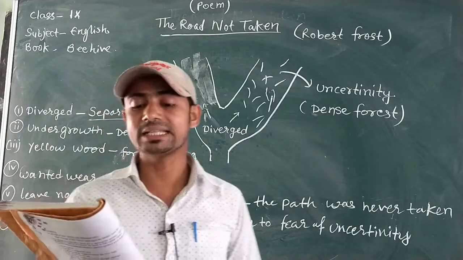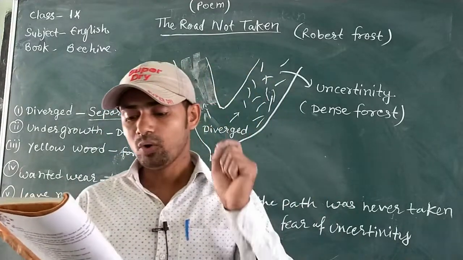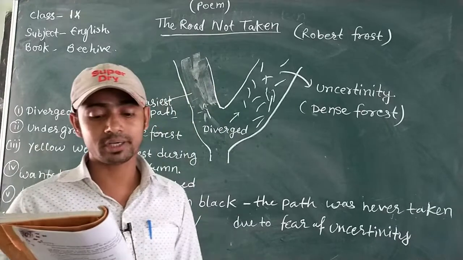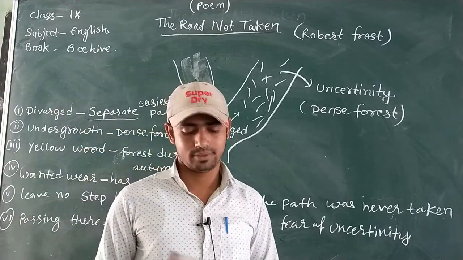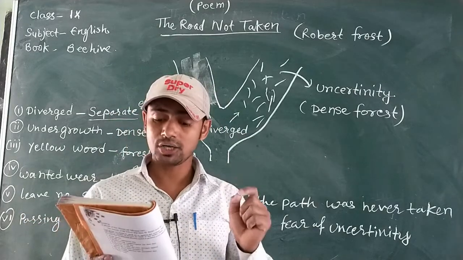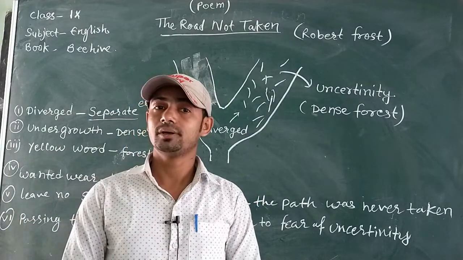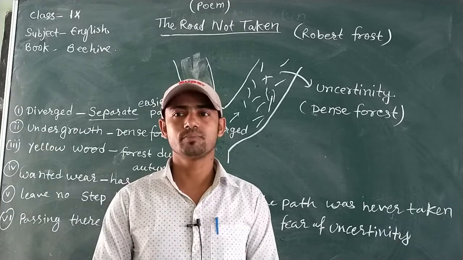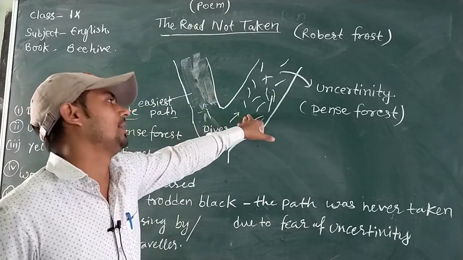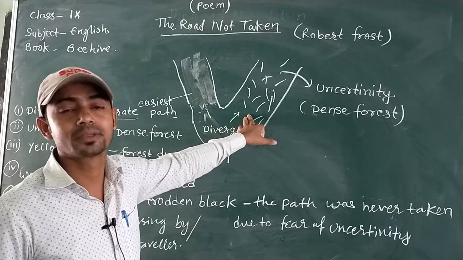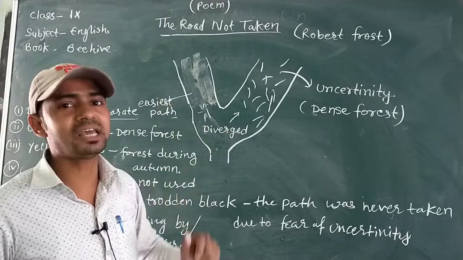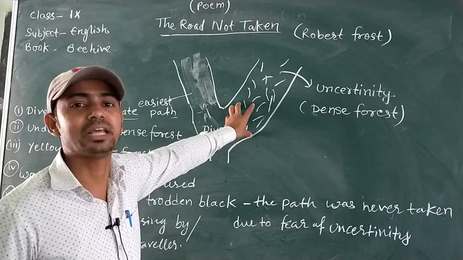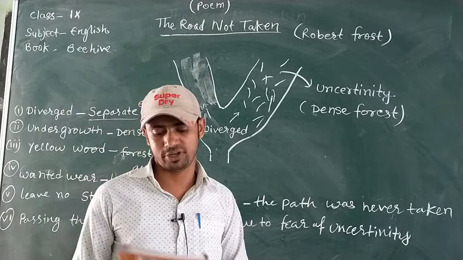Dear students, the next line states, yet knowing how way leads on to way, I doubted if I should ever come back. The poet expressed his feeling here. He doubted if he should ever come back. Poet ko sandeh hai ki kya vah wapas laut kar aa payega. It is because this path is completely uncertain. No one has traveled it yet. But he didn't doubt himself. He doubted the uncertainty of the treasure that he would be revealing during this journey.